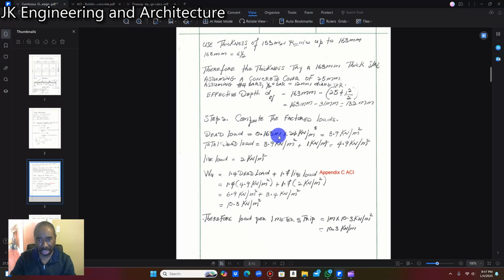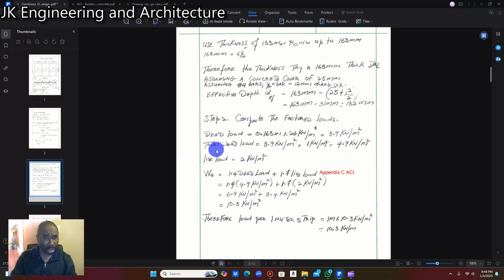We get this to be 0.163 meters. So 24 kilonewtons, as I've said to you numerous times, the unit weight for reinforced concrete is 150 pounds per cubic feet, or 24 kilonewtons per meter cube. That is why we multiply this 0.163 meter times 24 kilonewtons per meter cube, and the result is 3.9 kilonewtons per meter square. All right.